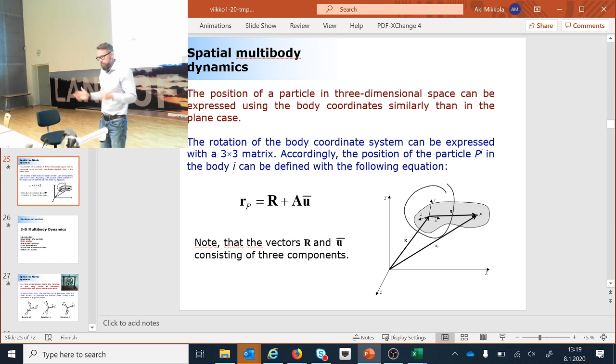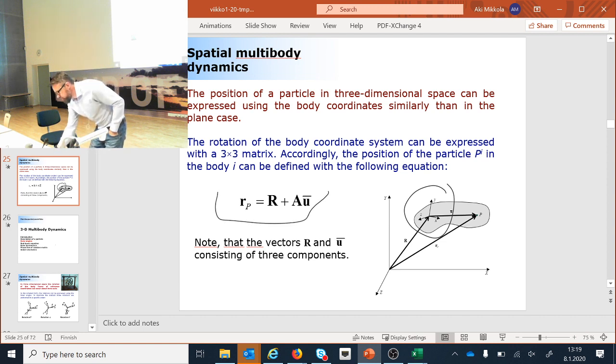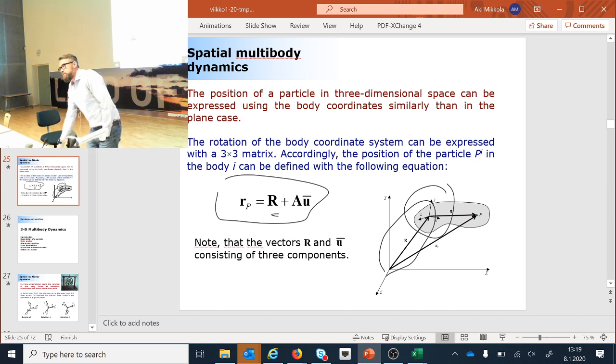Now, with help of body reference coordinate system, all the particles within the body can be described by using this equation. And you know how it goes. First we have here a vector that describes the body translation with respect to the global coordinate system. In planar case, this was a 2 by 1, which means a vector of 2 components. In a spatial case, this is a vector of 3 components. No surprises, and these 3 components are translation in x, y, and z coordinate axis.